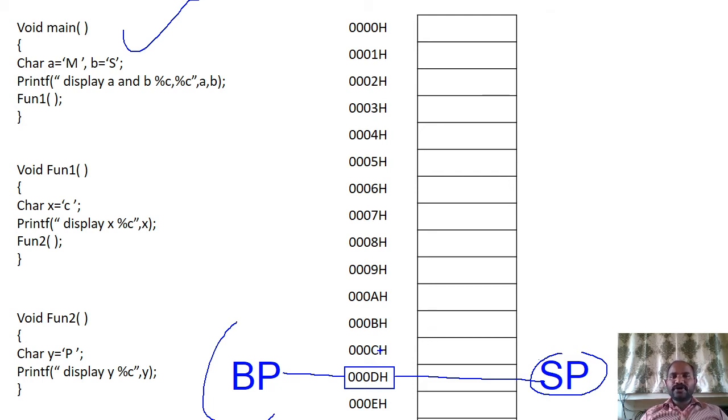So pushing the data onto the top of the stack is nothing but what? Decrementing the SP by 1. So if you are decrementing the SP value right now, how much? 000DH. Decrementing the SP by 1 means 000CH. D is nothing but what? It is a 15, it is a 14, it is a 13. 13 minus 1 means 12. In hexadecimal format, it is going to be C.